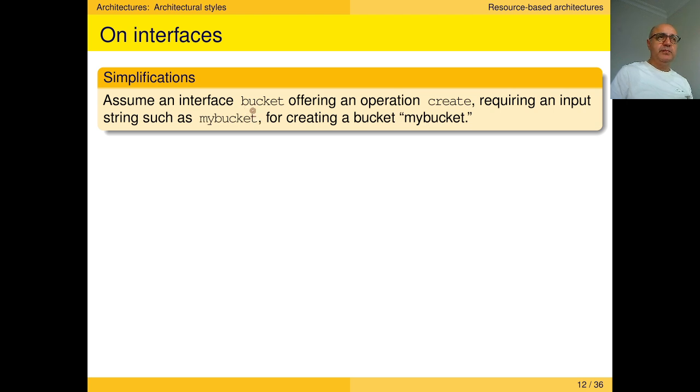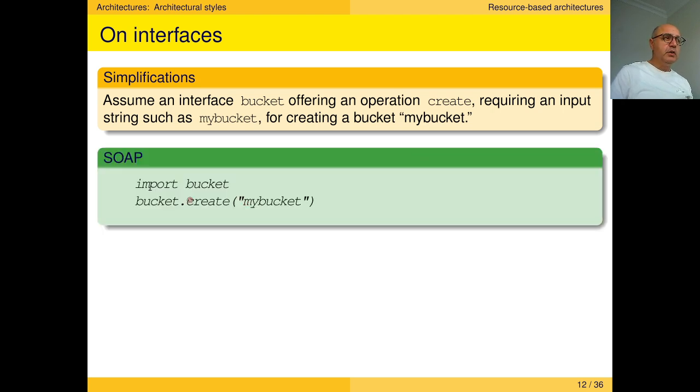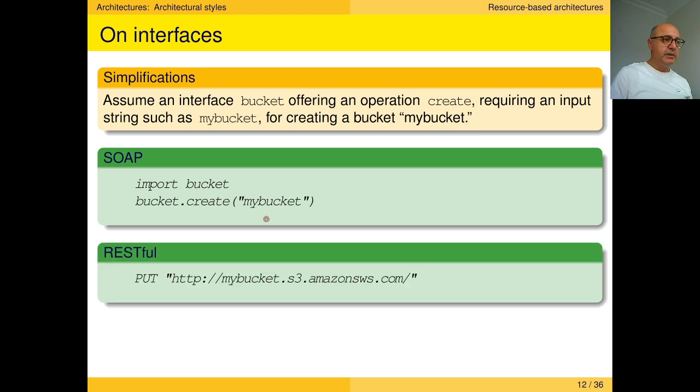So let's assume that we're talking about an interface for some bucket that provides the create operation, and we want to get an input string such as my bucket to create this bucket. So all you're going to say is first import the bucket module and then say bucket.create my bucket. This way you're going to create a new bucket in SOAP.